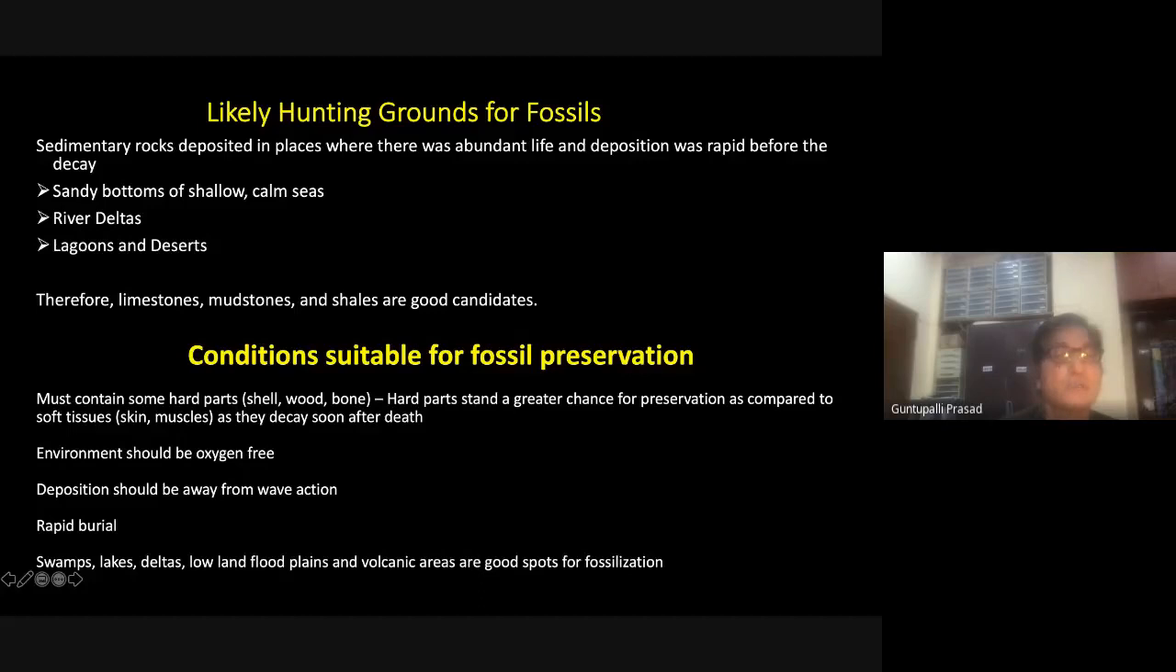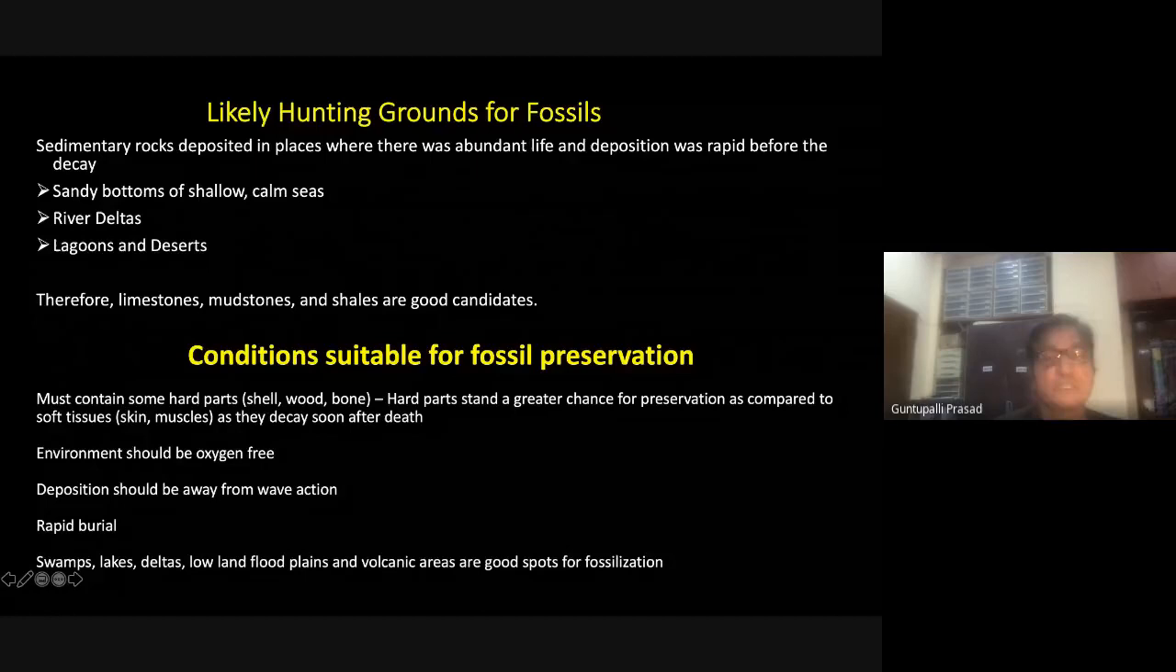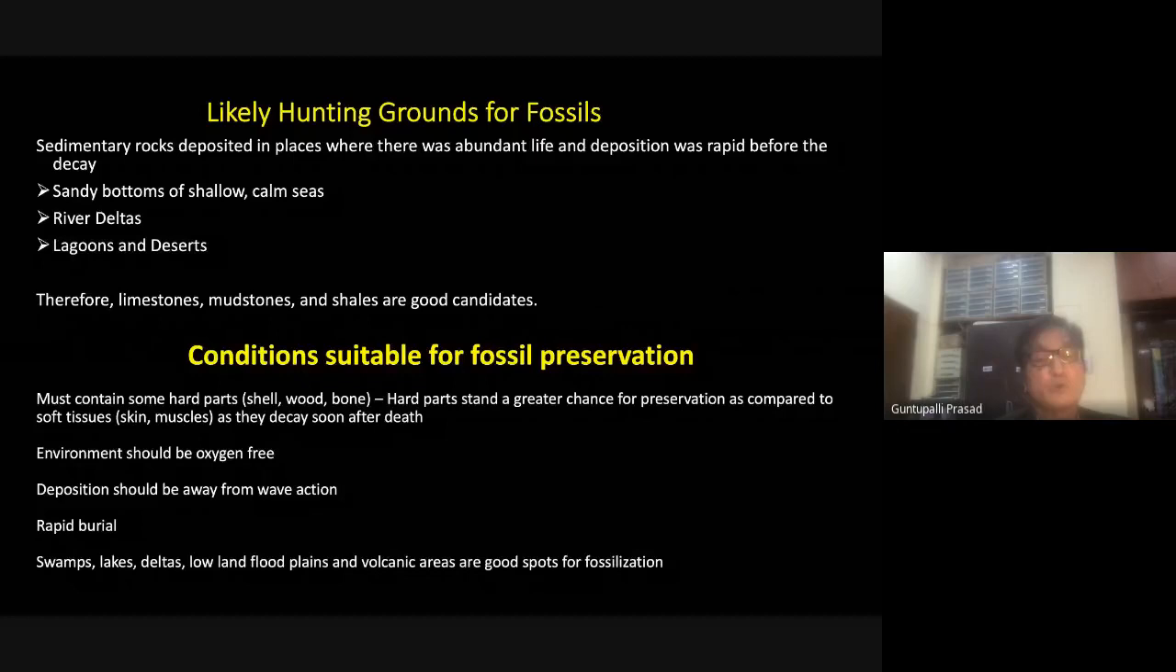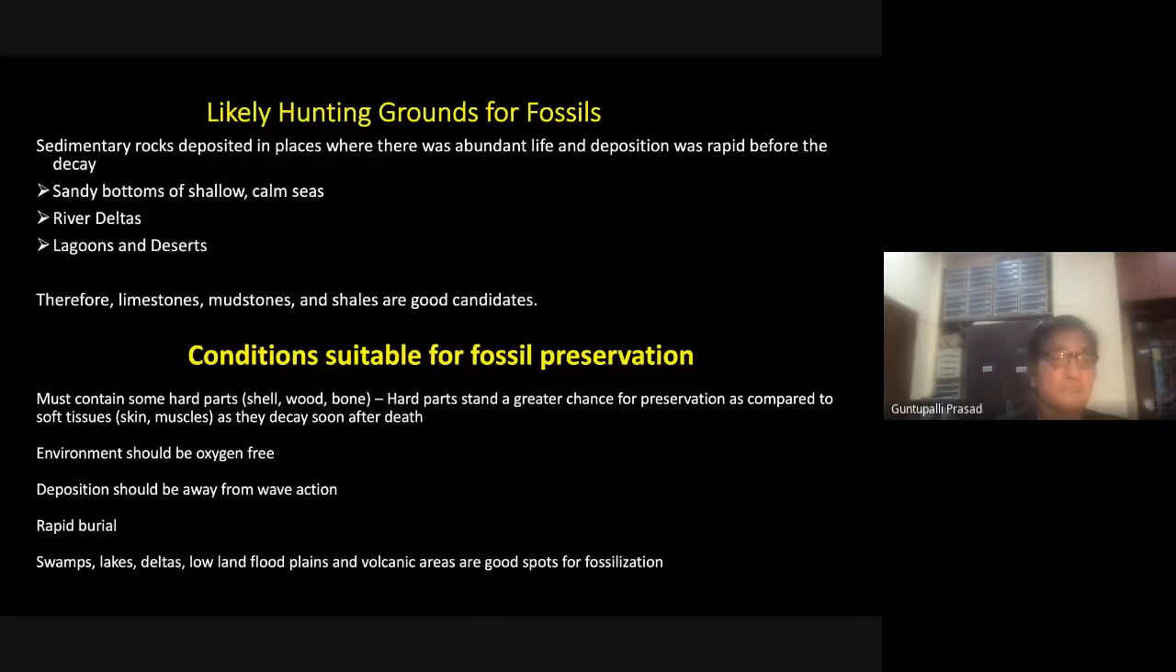And the conditions which are necessary for the preservation of fossils are, they must have some hard parts like shell, wood, bone, etc. The hard parts generally get preserved as body fossils, and the soft tissues like skin and muscles decompose immediately after death. So they must have some hard parts. Then the environment should be free from oxygen. If it is an anoxic environment, then there is a greater chance of preservation of animals as fossils.